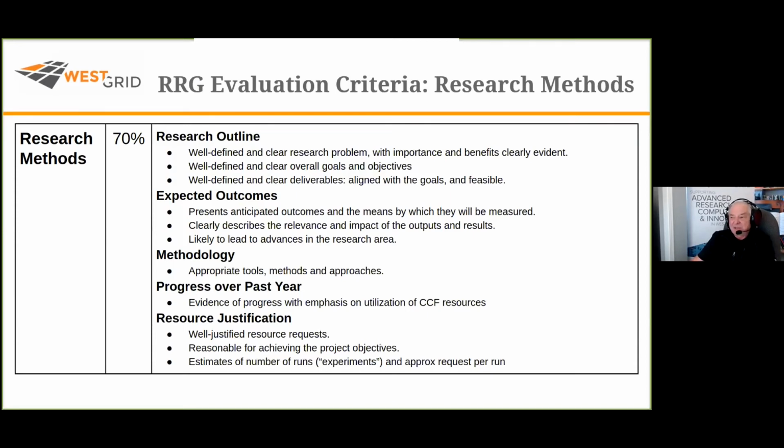I think that's a little bit of a tough one, but at least if we get some idea of what you're aiming for, what papers, theses, grad students, that kind of thing, is worthwhile. Then relevance, impact, and likelihood of leading to advances in the research area. The methodology is pretty straightforward, I think. Then progress over last year, a place where you can talk about what you did last year, and then the resource justification itself.